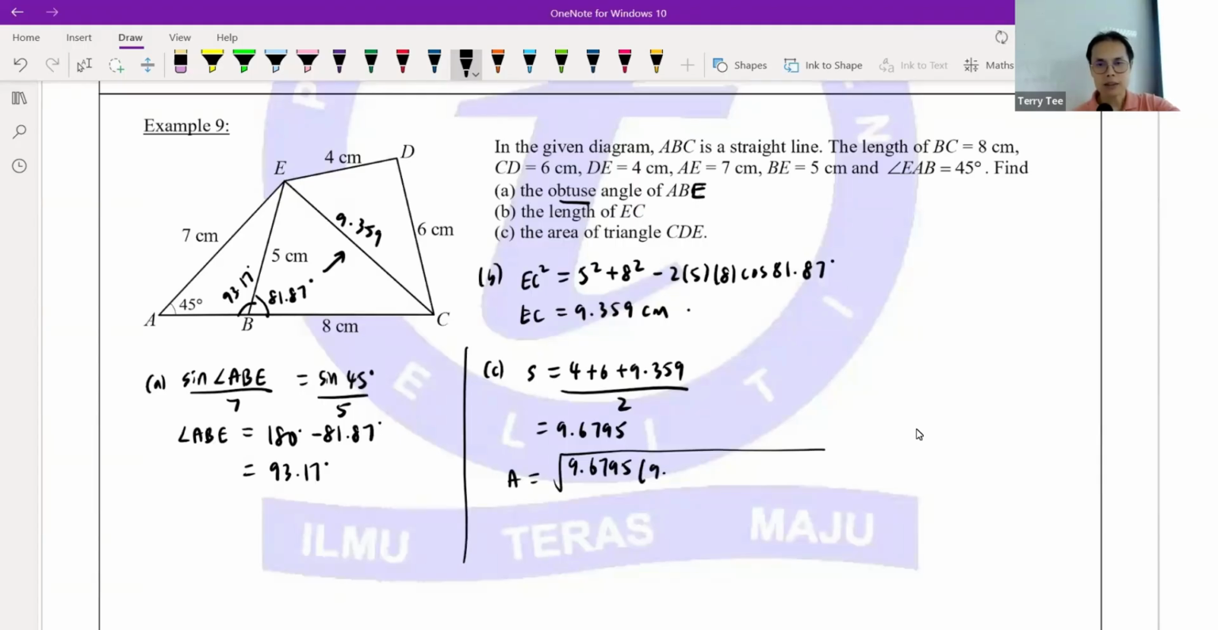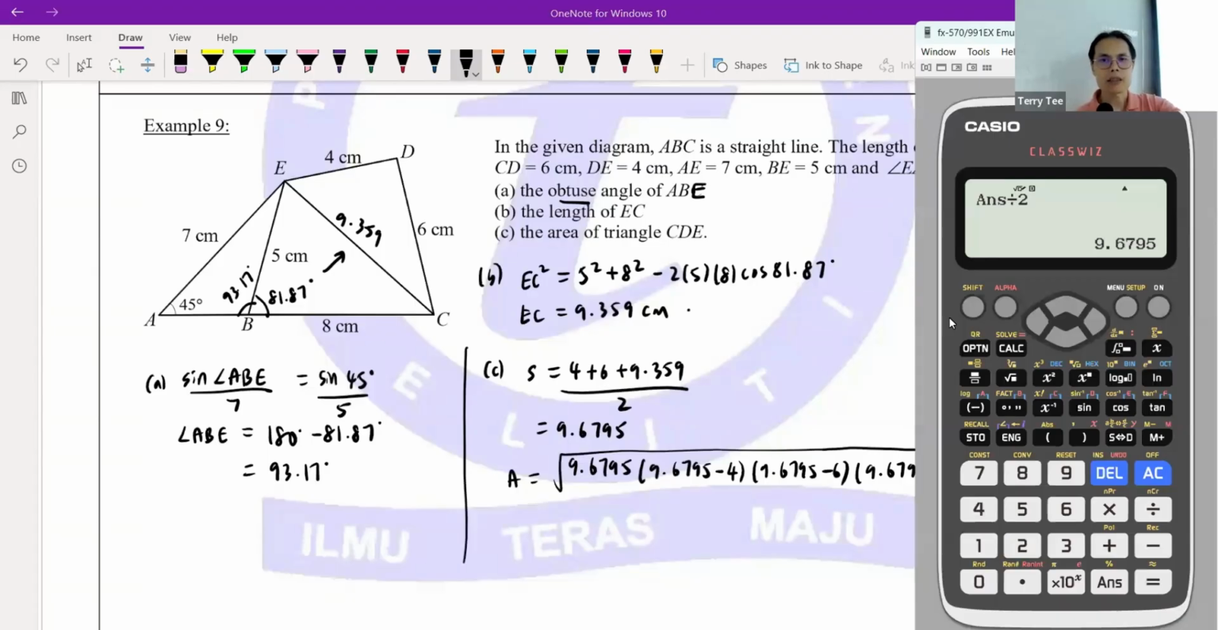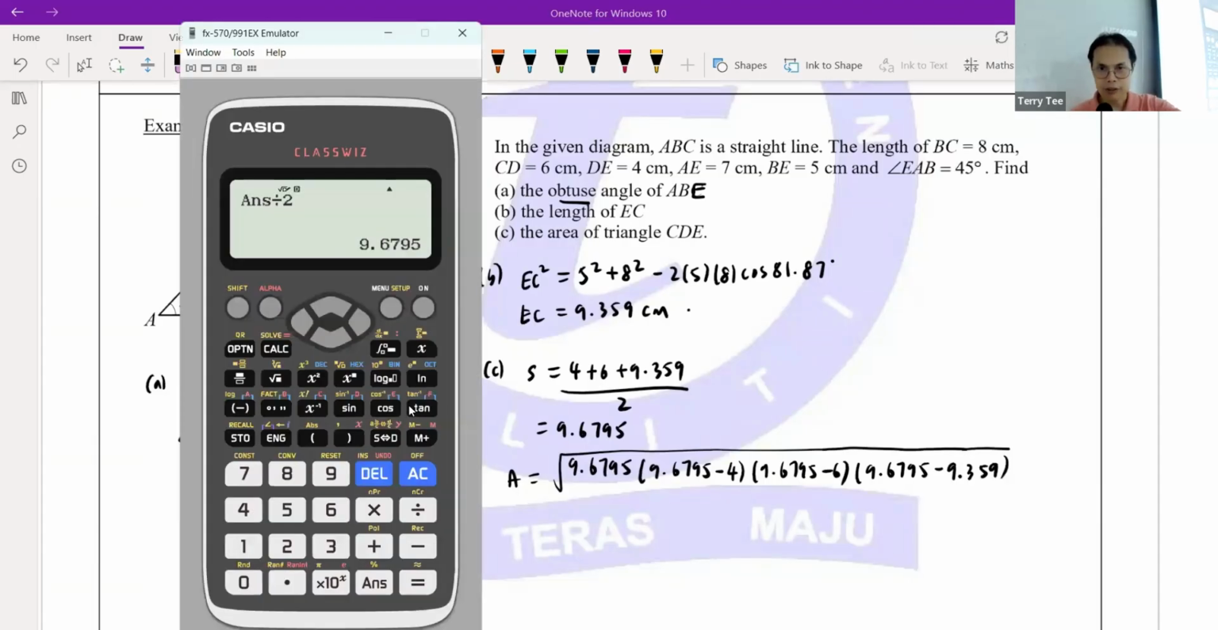Then we take the square root of 9.6795, take the difference. You minus the first side, which is 4. 9.6795 minus the second side, which is 6. And then 9.6795 minus the third side, 9.359. Okay, now please use your calculator answer button. Otherwise, you have to type a lot. So I don't want to type a lot of things. I know this figure already, right? I use this as my answer button.